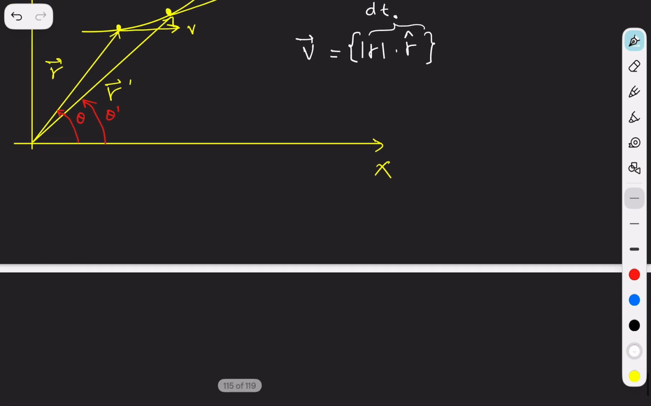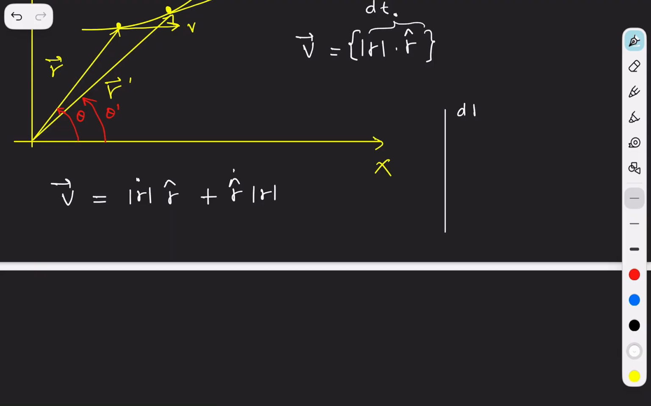So the v vector will be mod r dot into r cap plus r cap dot into mod r. If you remember from the polar coordinates in the beginning lectures, what I had told you is that dr cap by dt is equal to omega into theta cap, and d theta cap by dt is equal to minus omega r cap. These two results I'm using directly here to write the result.